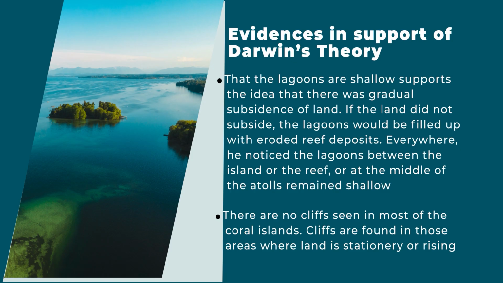Cliffs are found in those areas where the land is stationary or rising. This is one of the points which go in support of Darwin's theory, that Darwin was talking about submergence in the process, and here if there are cliffs, either it's stationary or the land is emerging rather than submerging.